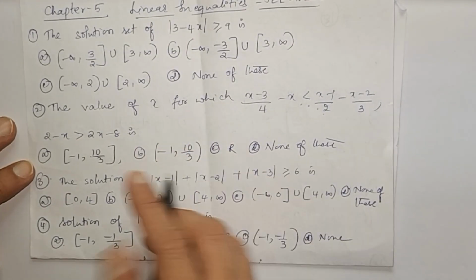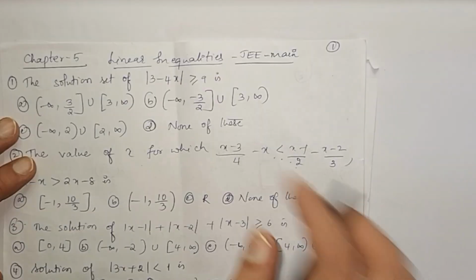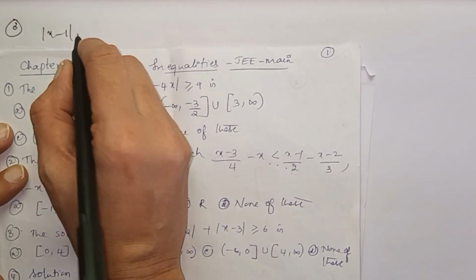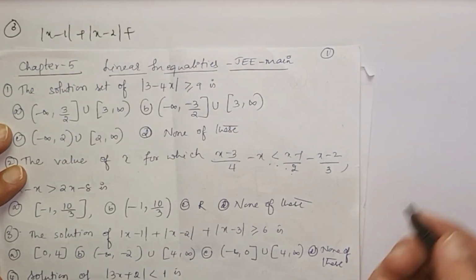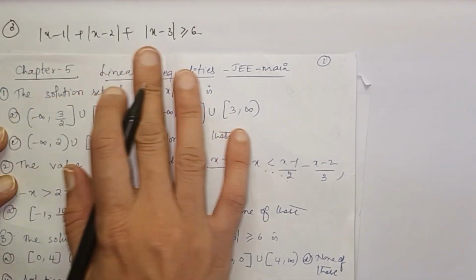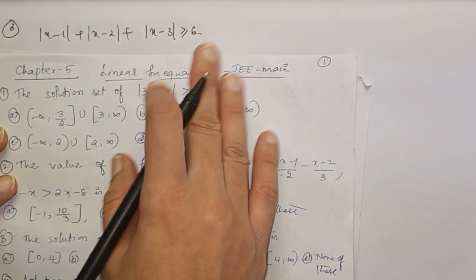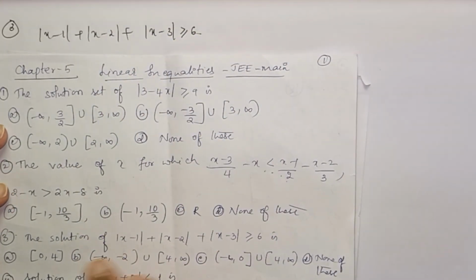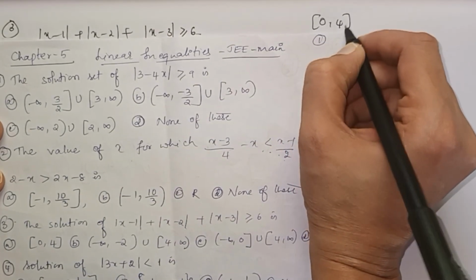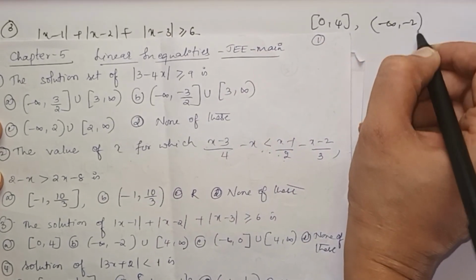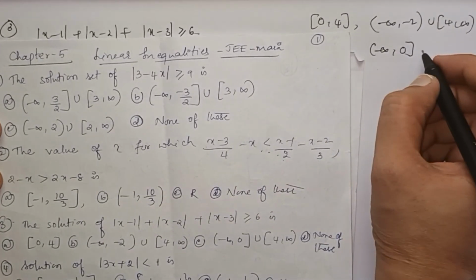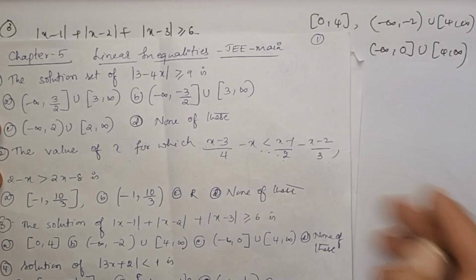See, third question: you have to get the solution set of this inequality involving the modulus function, mod x minus 1 plus mod x minus 2 plus mod x minus 3 greater than or equal to 6. By considering the values of the modulus function you can solve this, or else you can verify with the options, which is the quick method. Every option is here: 0 to 4, another option minus infinity to minus 2 union 4 to infinity, another is minus infinity to 0 union 4 to infinity. The last option is none of these.